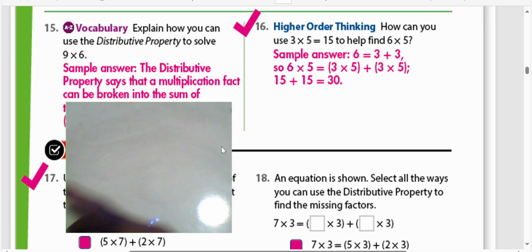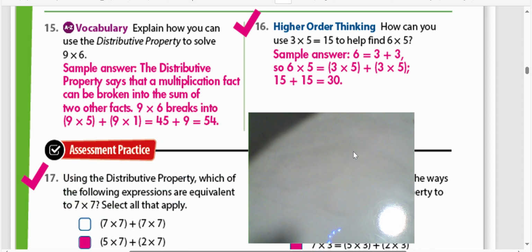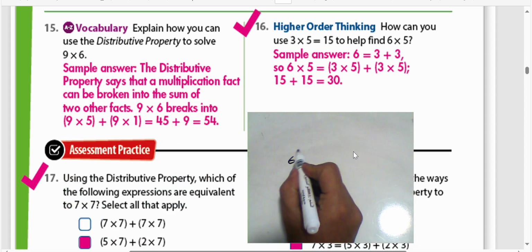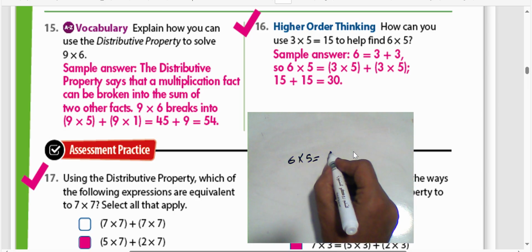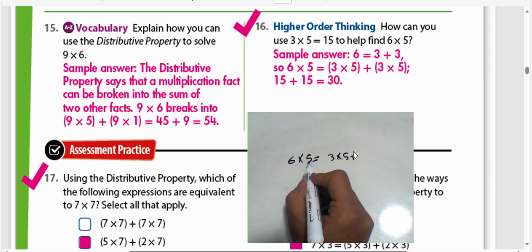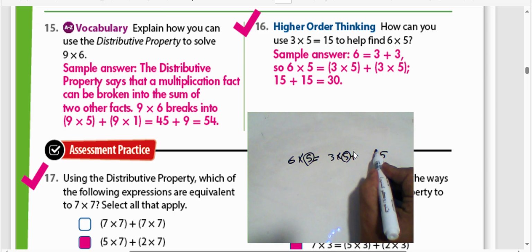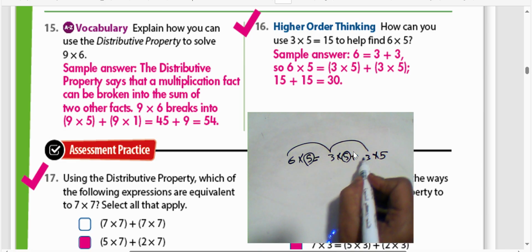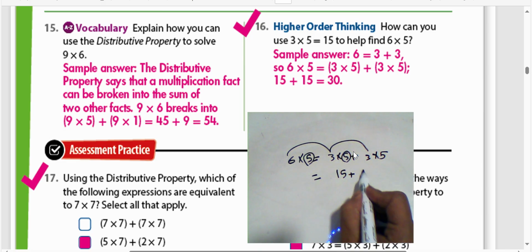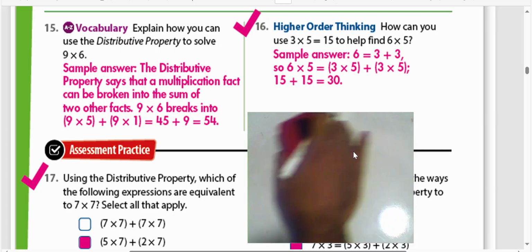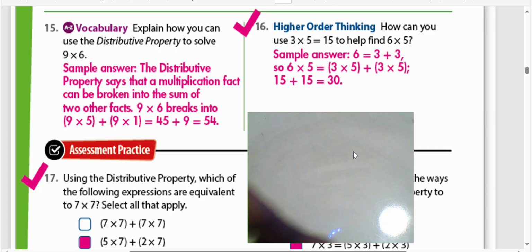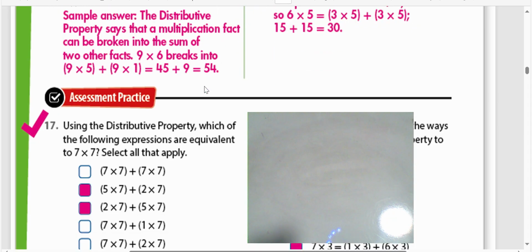Okay, next question. How can you use 3 times 5 to find 6 times 5? Okay, we can use this 3 times 5 to help. 3 times 5. We can write 5 exactly repeating and 6 equals 3 plus 3. Then 3 times 5 is 15 and 3 times 5 is 15. 15 plus 15 equals 30. Then the result will be 30. Okay, next question.